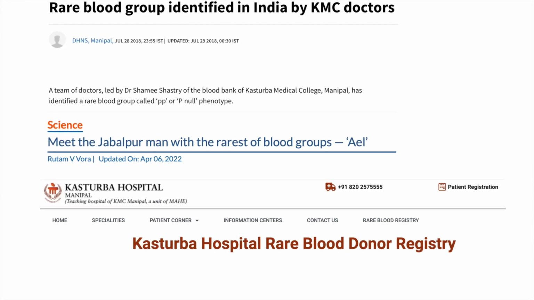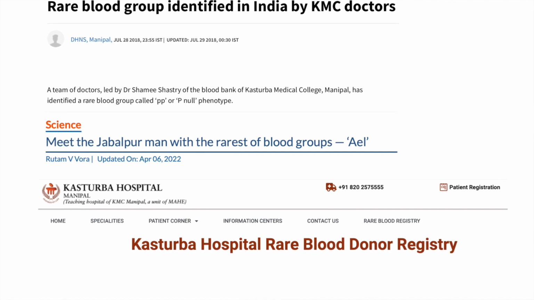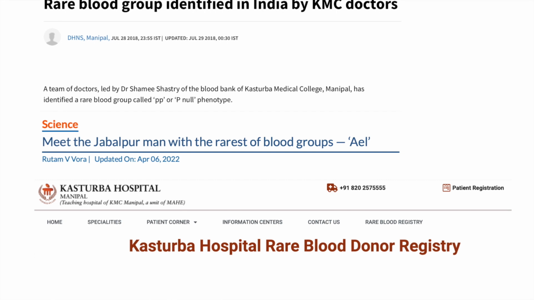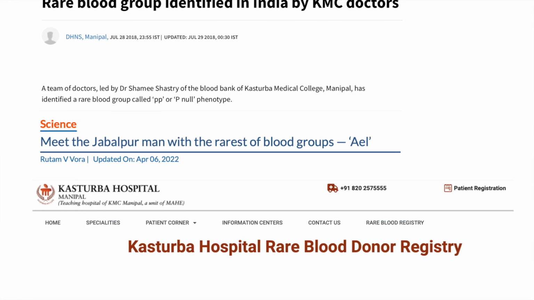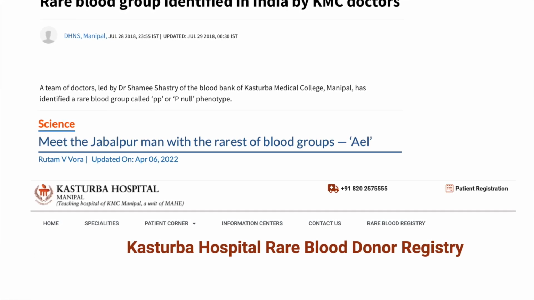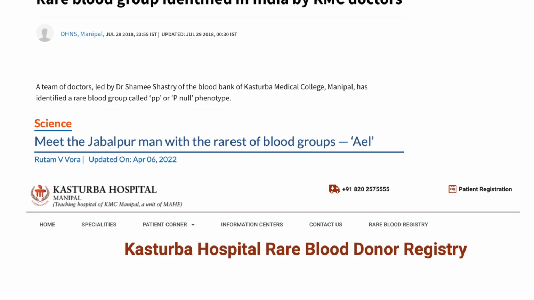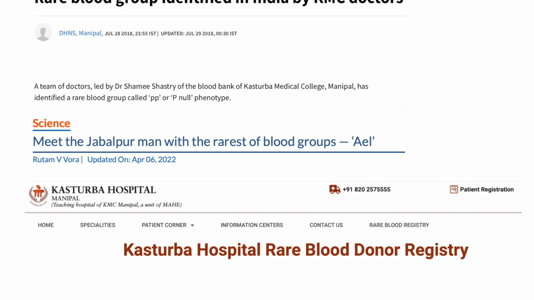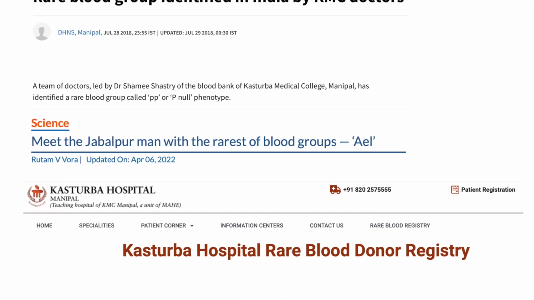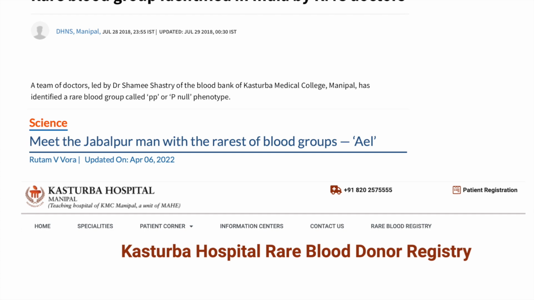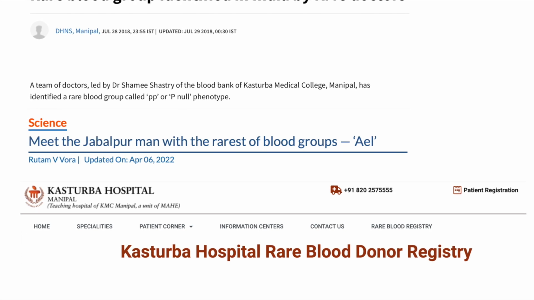With these new reports coming in, there are initiatives to maintain rare blood donor registries in our nation, and the best example which could be cited here is the Kasturba Hospital Rare Blood Donor Registry. Such efforts help us to maintain population-specific blood profile records. Thereby, they also help in increasing the rate of transfusion success in our nation. So, on this occasion of World Blood Donor Day, let us be aware of the rare.